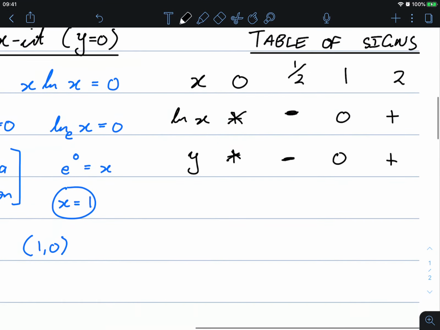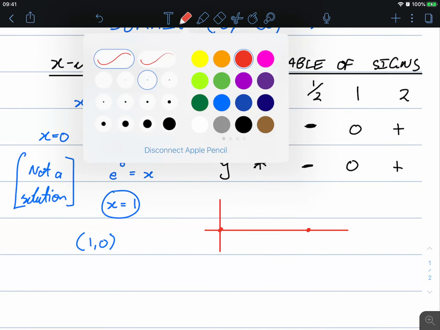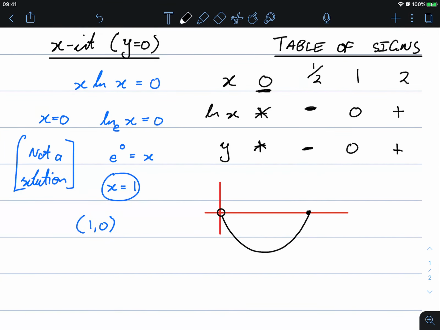Now, from just this small table of signs, I hope you can visualize what the graph is already starting to look like. Here's my y-axis. Here's my x-axis. 0 is here, and 1 is here. So 1 is on the x-axis. There is actually an open interval here because it can't equal 0, but it approaches 0. So it's below like this. It goes up because from 0 to 1, it is negative, below the x-axis, and then positive onwards.